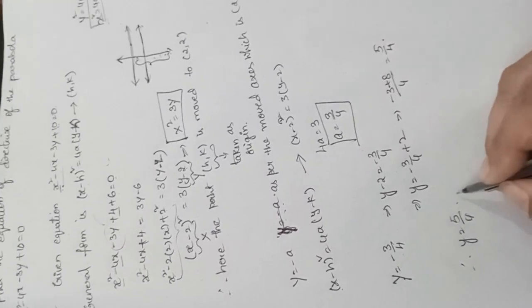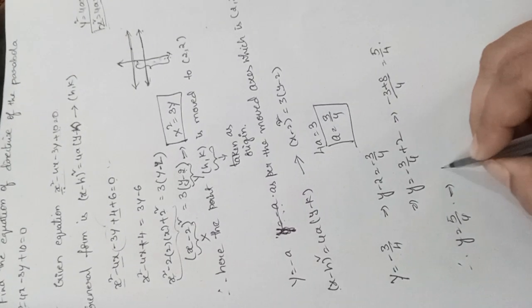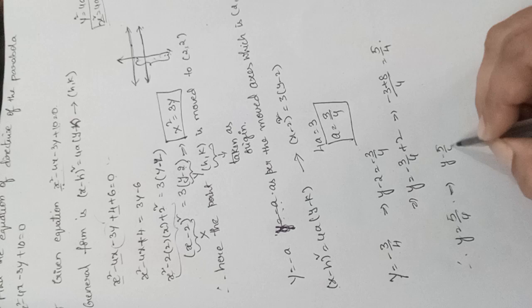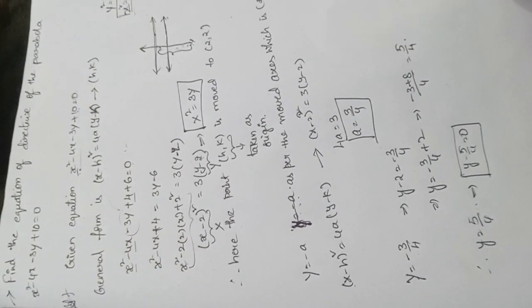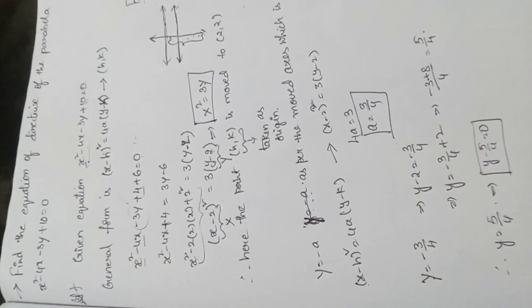So what will be the directrix equation? Y minus 5 by 4 equals to 0, right?